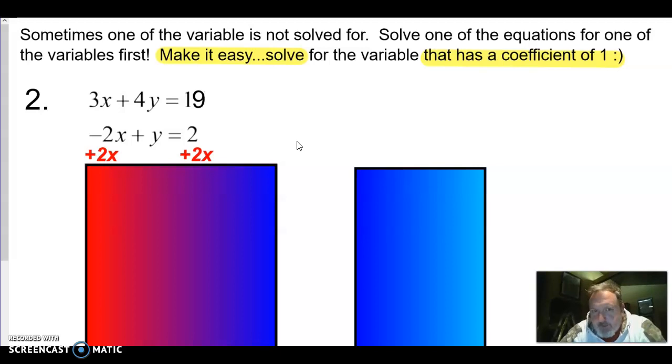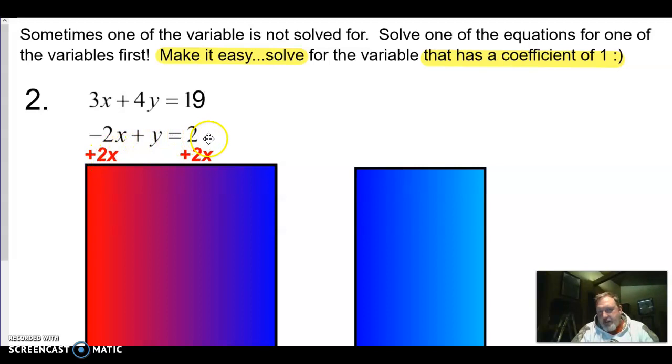Okay, this is a unique example to this lesson today in that this equation is not solved for x or y. And so that's basically what's telling us here. Sometimes we have to solve one of the equations for x or y. So we're going to pick this bottom one here, because it has 1y. If you notice the top one, we've got 3x and 4y, so we don't want to mess with that. We're going to stick right here because we've got 1y.